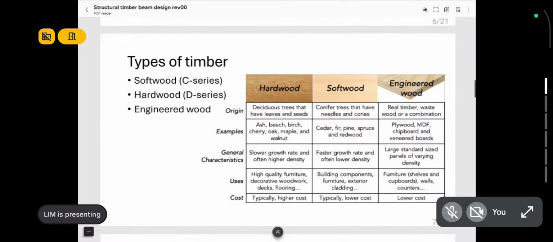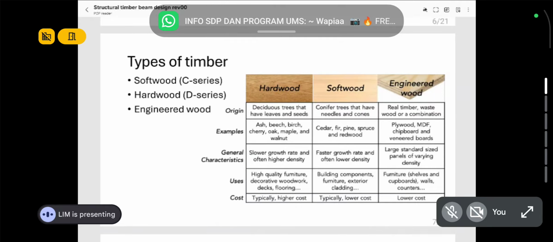So for timber, there are three types. You have your softwood, which is what we call the C series. You have your hardwood, which is the D series, and also your engineered wood. So three types of timber generally: softwood, hardwood, and engineered wood. Okay, so hardwood.